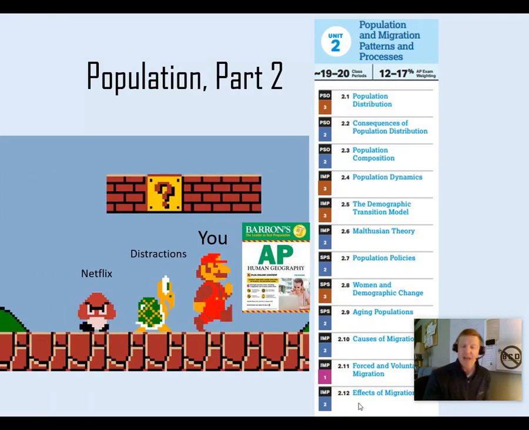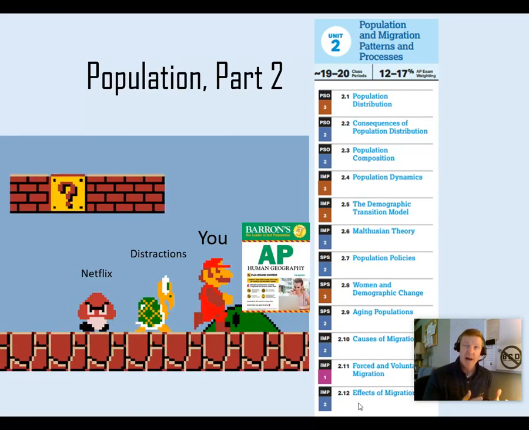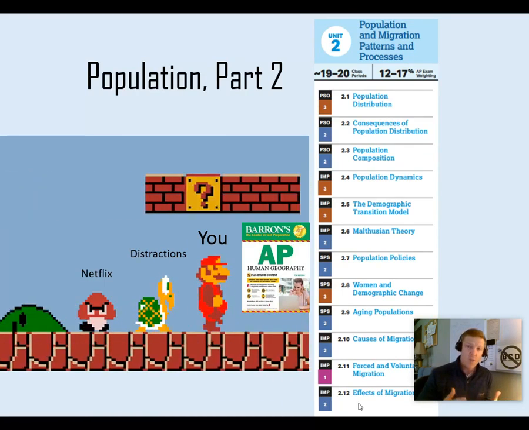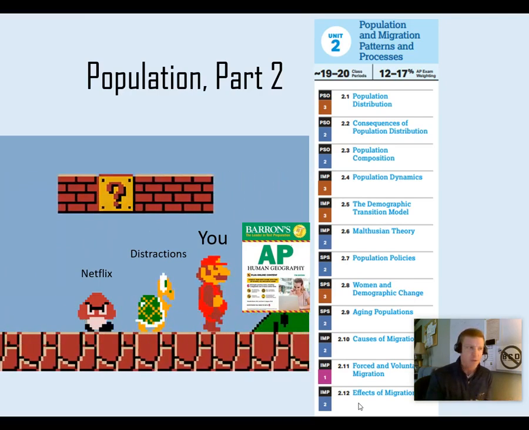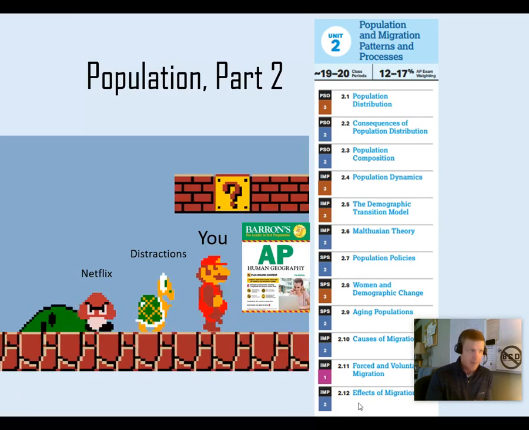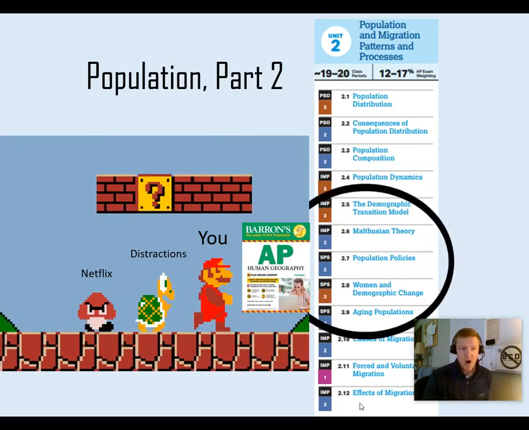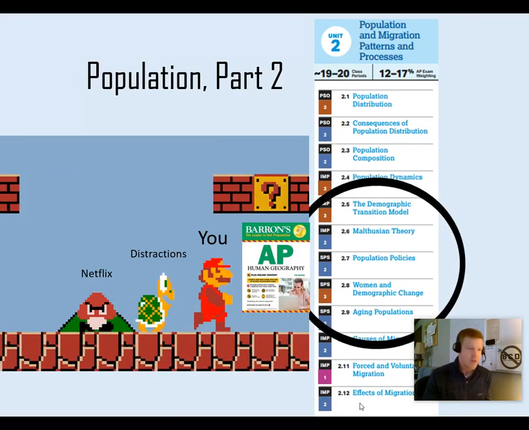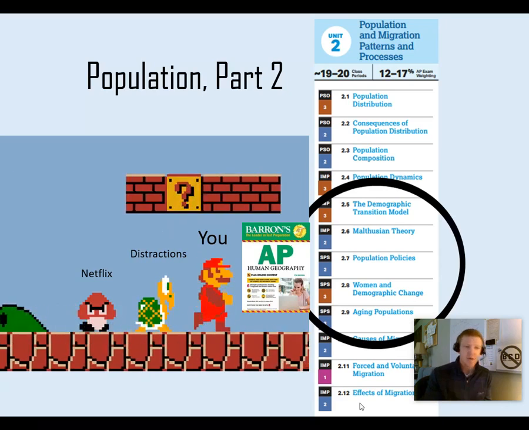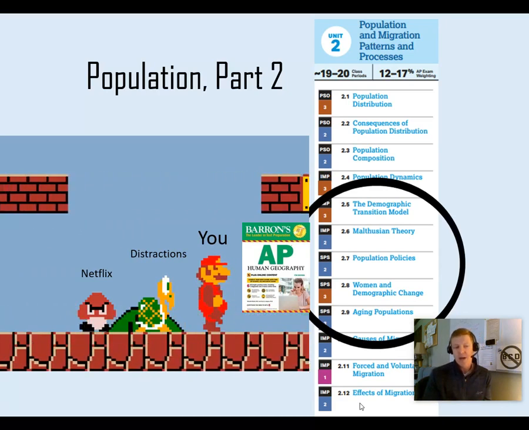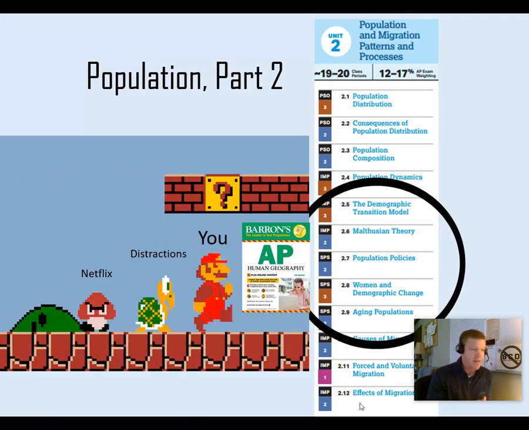Today, we're going to be looking at the second part of Chapter 2, Population, which is essentially one of three lessons we're going to have on the population and migration unit. We'll do a full lesson on migration upcoming. And as we're looking at this, what we want to talk about today are mainly finishing up the demographic transition model, talking about Malthusian theory, getting into some problems presented by aging populations, and also discussing women and demographic change.